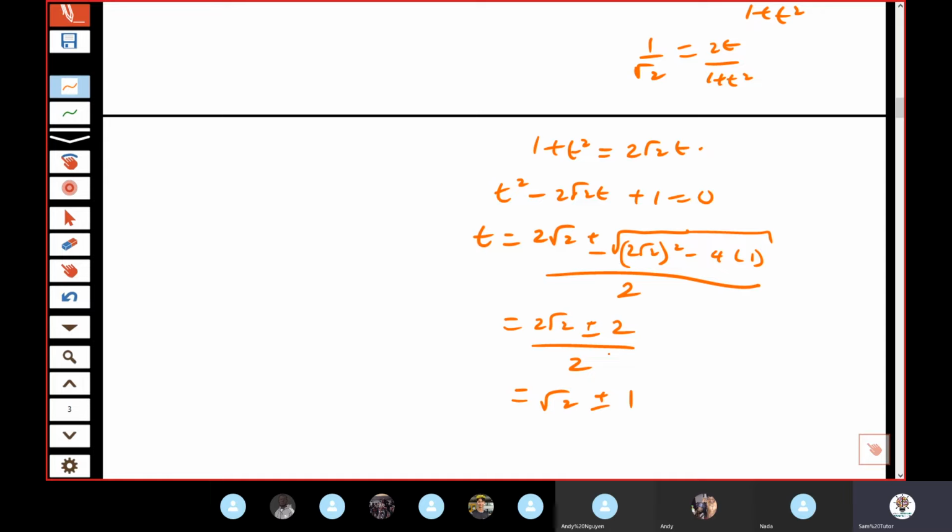Any questions at this stage? Does anyone remember what we have to do after this? You're only looking for tan 22.5 degrees. So you've got to plug that into your calculator, which is 0.414. Which one here gives you 0.414? I think it's root 2 minus 1. So that's the one you want. You got to choose one of them.